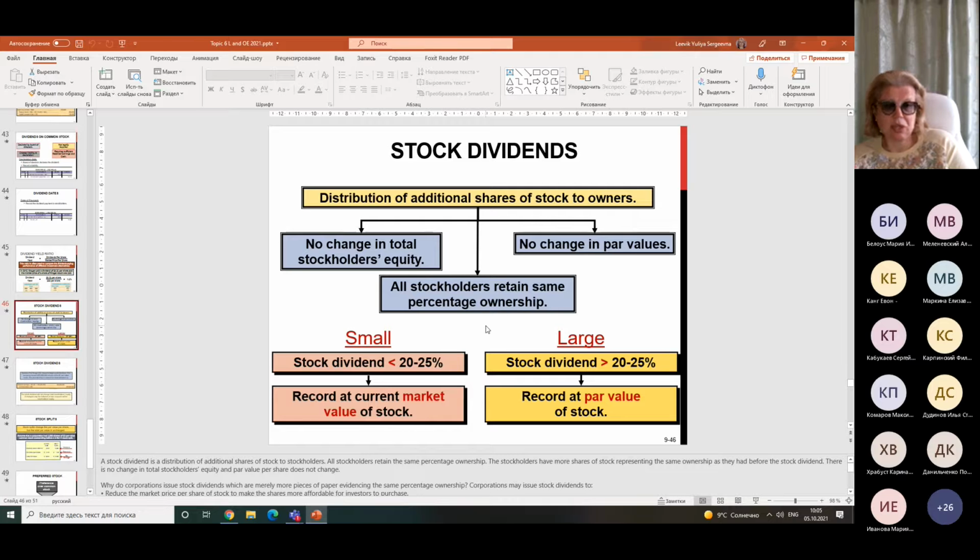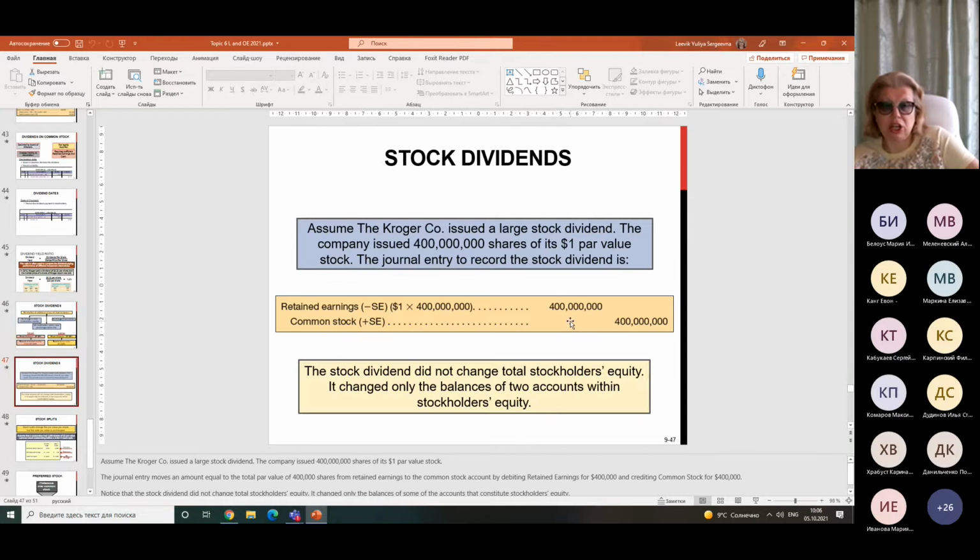Maybe one moment concerning stock dividends. So sometimes companies cannot pay dividends by cash, but instead of cash, the company can pay dividends by stock. So this is the distribution of additional shares of stock to owners. And as a result, there is no change in total stockholders' equity, no change in par value, and all stockholders retain the same percentage ownership. The only change is between common stock and retained earnings.